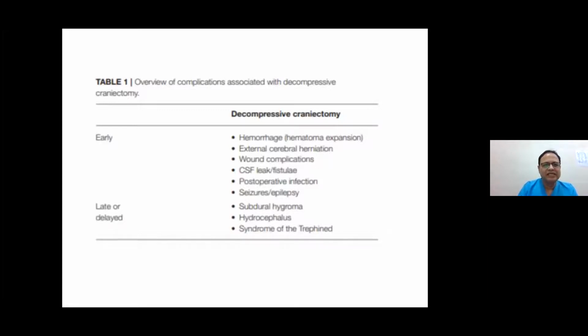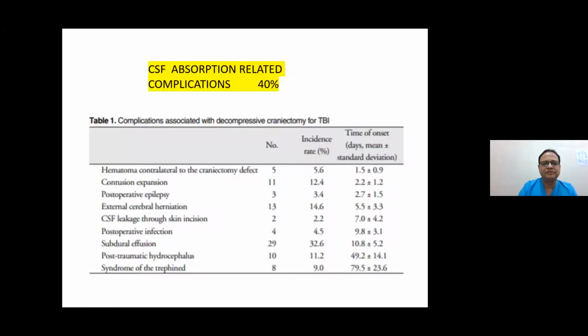The complications can be divided into early or late. Early, which happens within 1 month, can be hemorrhage or hematoma, external cerebral herniation, wound complication, CSF leak, postoperative infection, or seizures. Late or delayed are hydrocephalus, subdural hygroma, or syndrome of the trephined, or sinking flap syndrome. As I explained, the CSF-related complications are almost 40%. So I'll give an example of the first of the CSF-related complications.